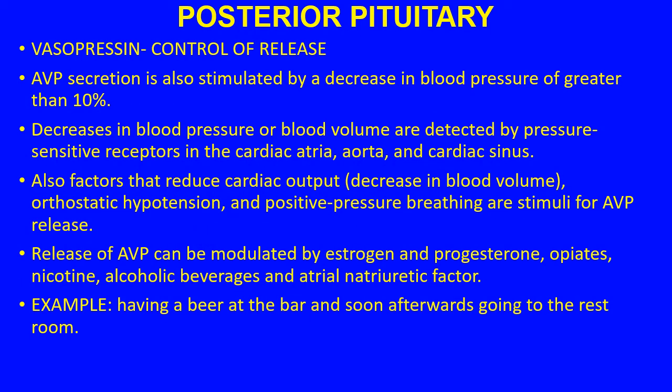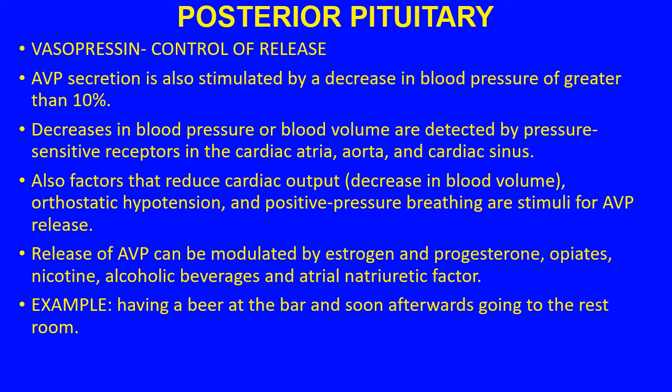Now, AVP secretion is also stimulated, as I mentioned to you, and I will give you some numbers here, by a decrease in blood pressure of greater than 10%. Okay? Now, the body usually has about 5 liters of blood. So if you have a 10% loss of the blood, we're looking at half a liter. At 20%, that's a full liter. You're in a serious situation.